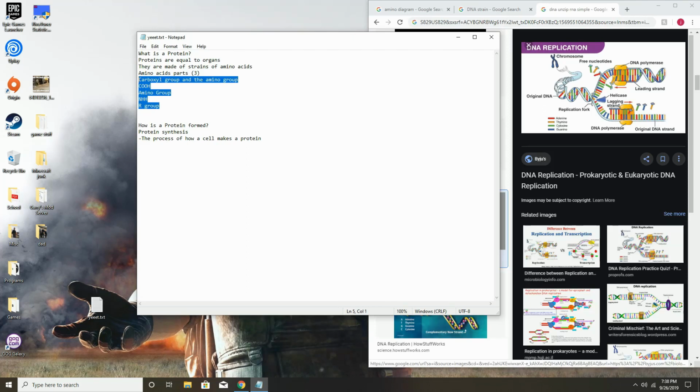So we now know what an amino acid is made up of, and we know what a protein is. How do amino acids come together to become strands, and how do those strands come together to make proteins? That process of how amino acids become strands and how they become proteins is called protein synthesis, which I have right here. Protein synthesis is the process of how a cell makes a protein.